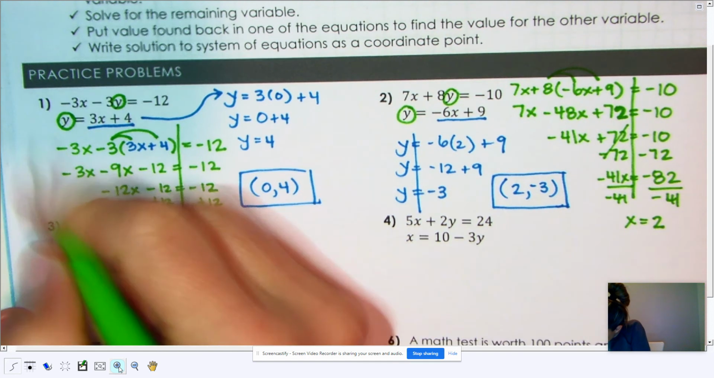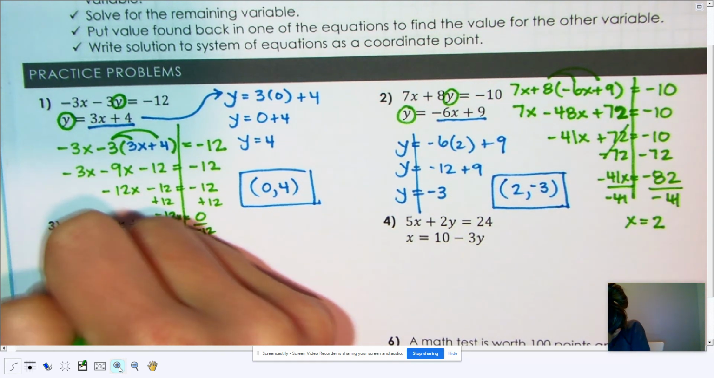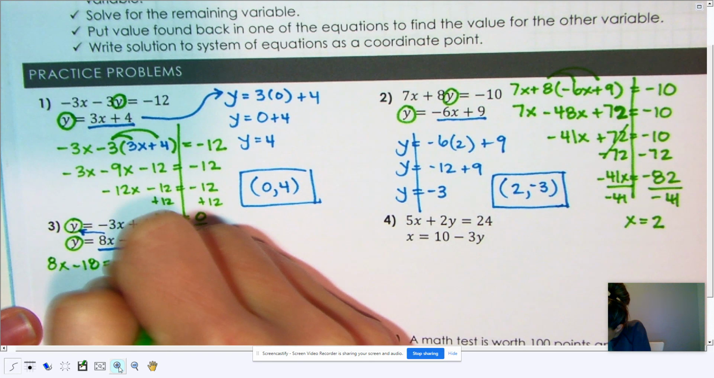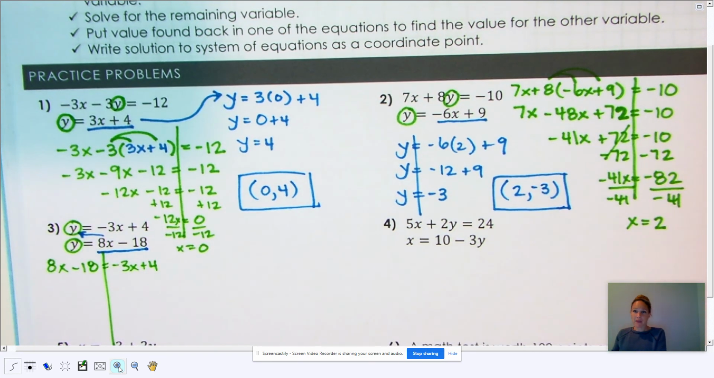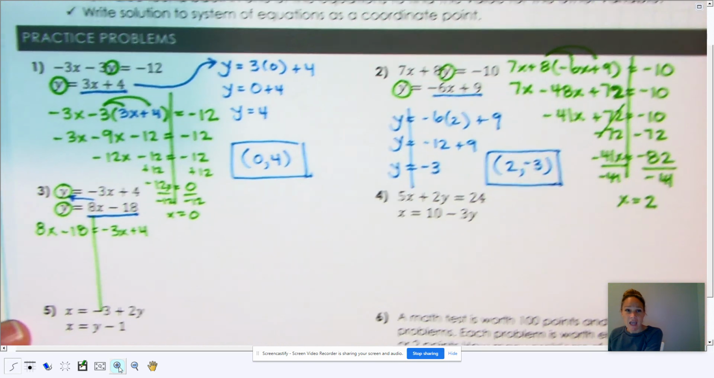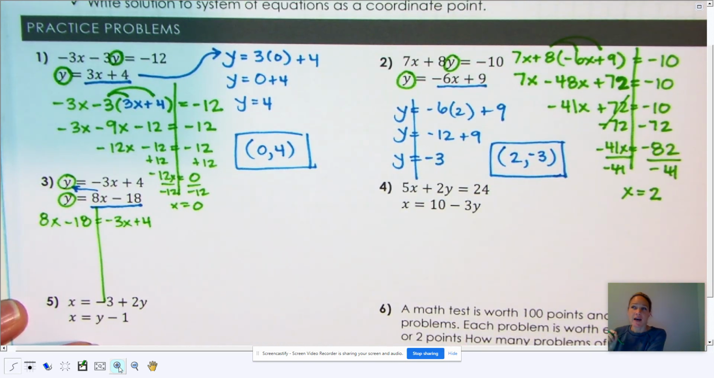So I'm going to write it out like this. 8x minus 18 is equal to negative 3x plus 4. And build my little balance point there for my equations. And then I like to always think about canceling out the x, or whatever letter that's the smallest. And that just keeps your answers positive.